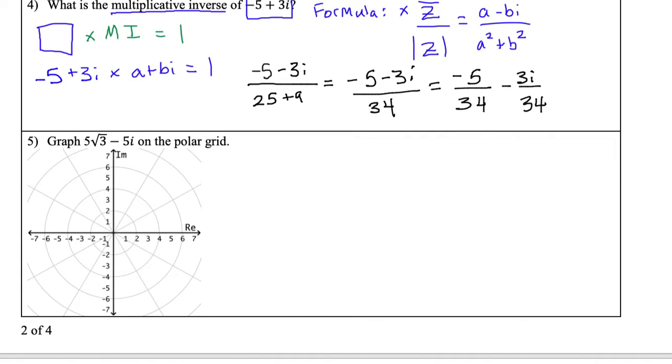So here we go, back to polar form. To get polar form, I need 2 things. I need the modulus and I need the argument. So I need the modulus and I need theta. How do I find the modulus?